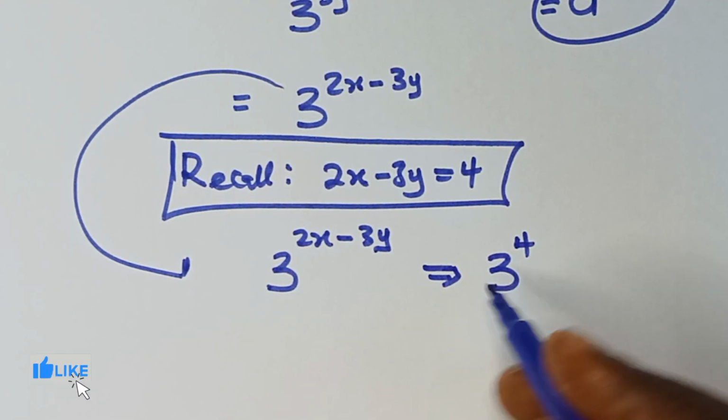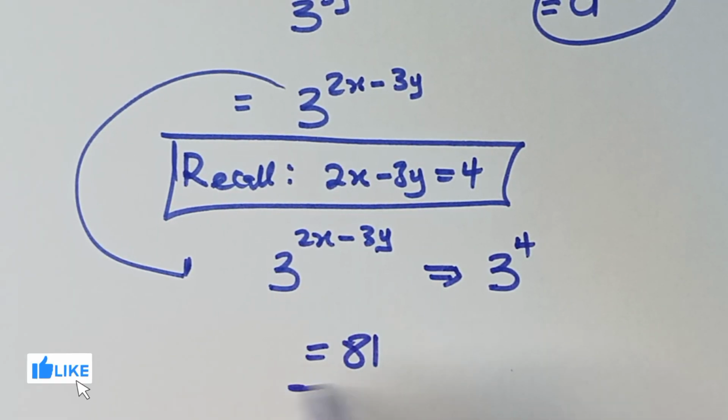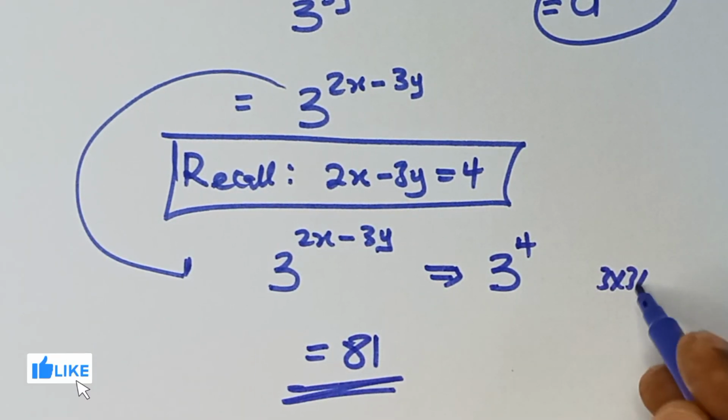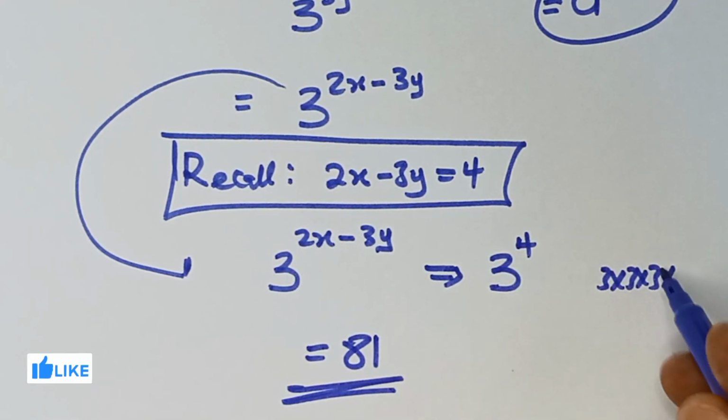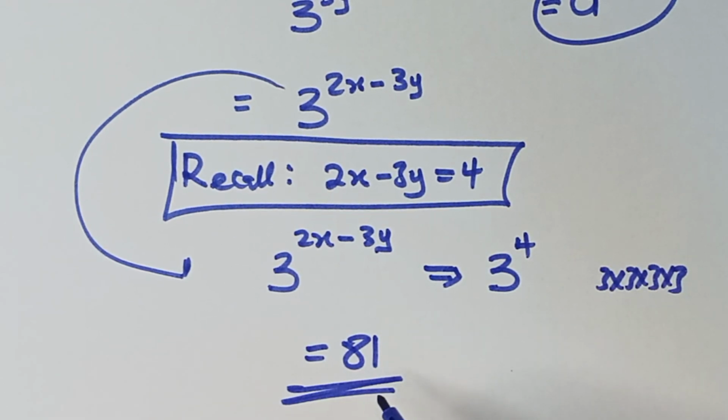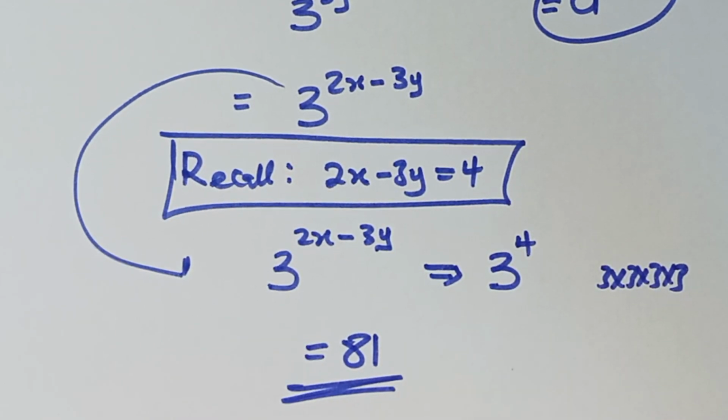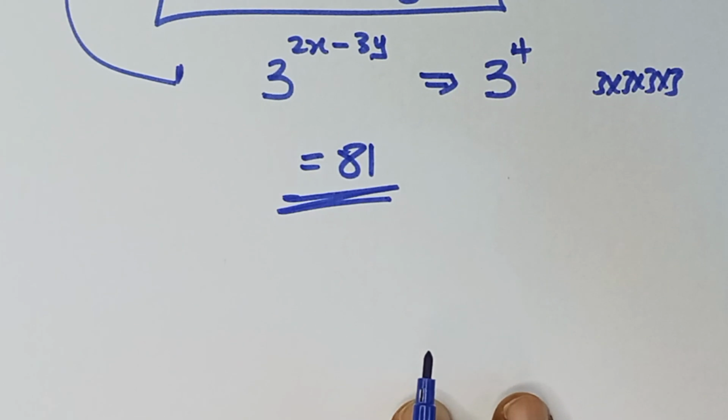And then what is 3 raised to the power 4? That is 81. 3 times 3 is 9. 9 times 3 is 27. 27 times 3 is 81. That is 81. Alright guys, now let's solve something similar to that.